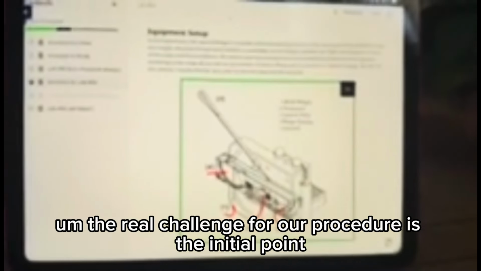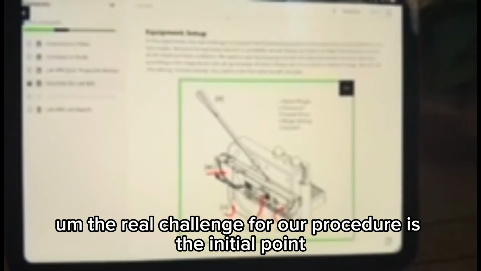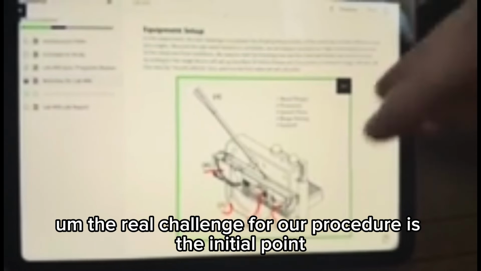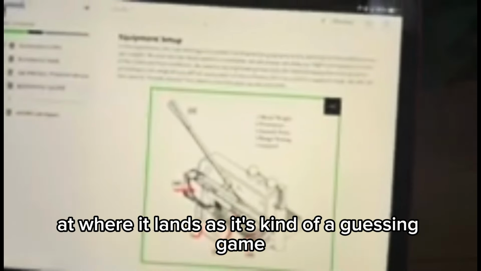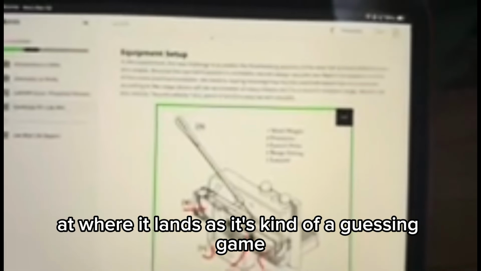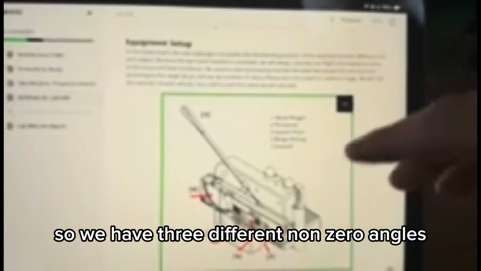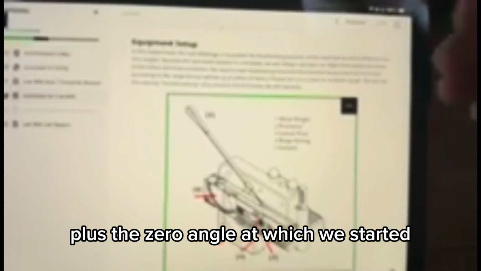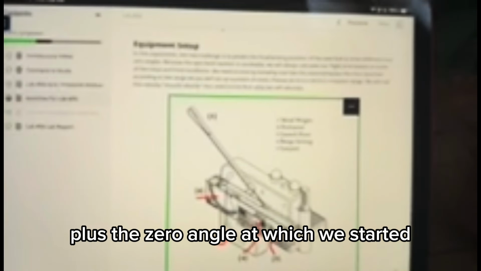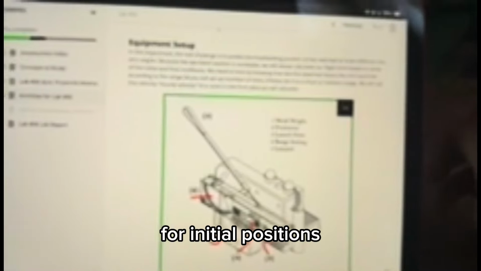The real challenge for our procedure is the initial point where it lands, as it's kind of a guessing game. So we have 3 different non-zero angles plus the 0 angle at which we started for initial positions.